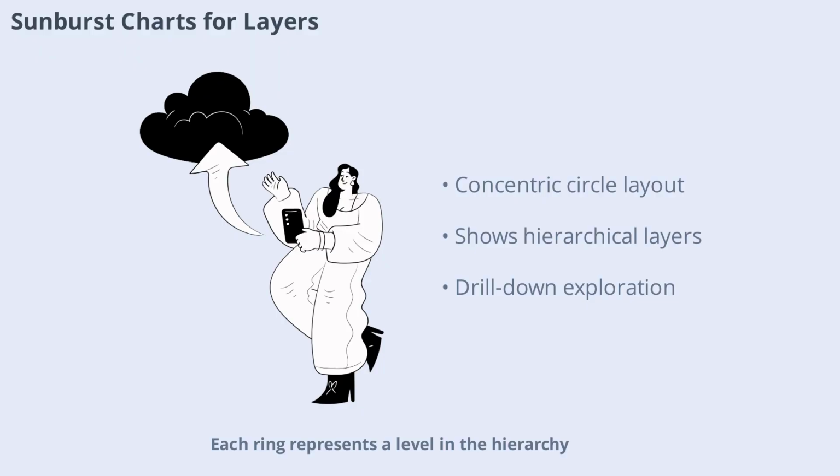Each ring represents a level in the hierarchy, and segments show categories within each level. Sunburst charts are great for exploring layered structures, such as organizational charts or file directories. They provide an intuitive way to drill down into complex data and see relationships between levels.